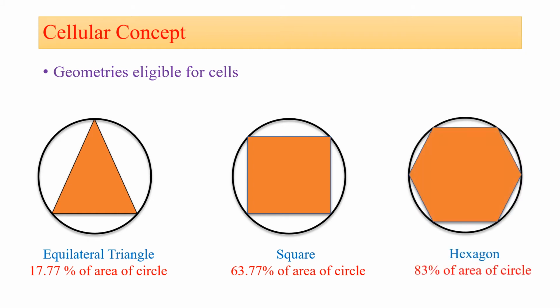But if you consider the hexagon, then the hexagon covers the maximum area, that is 83% of the area of the circle. Now if you compare these three shapes, that is equilateral triangle, square or hexagon, then you will observe that.